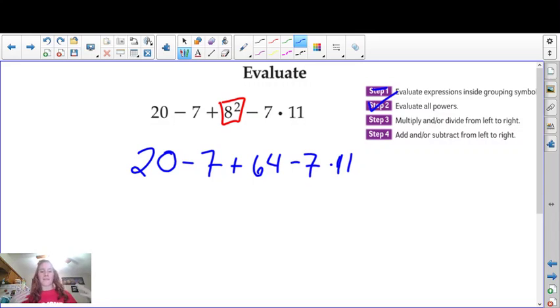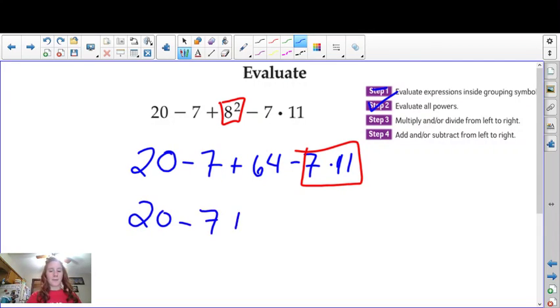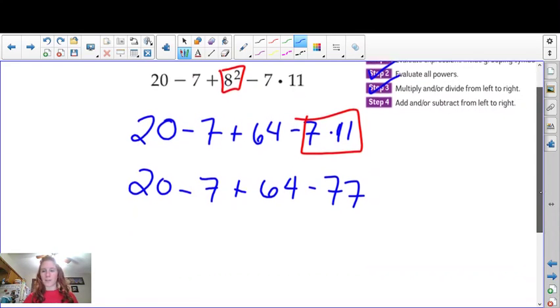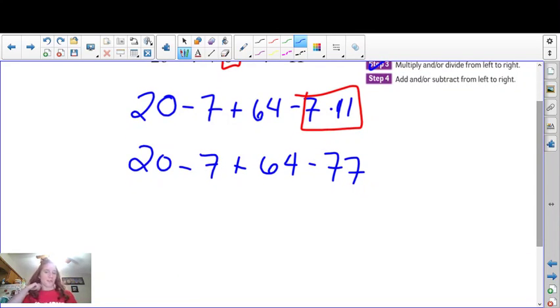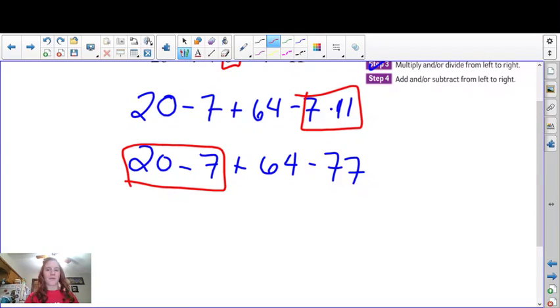What about my multiplying and dividing from left to right? So where's my cursor? There he is. Subtraction, addition, subtraction, multiplication, found it. So I have 20 minus 7 plus 64 minus, let's see, 11 times 7, 77. And I don't have any more multiplication or division, so I'm working on my addition or subtraction. Left to right, well, I have subtraction to start with, so let's go there next.